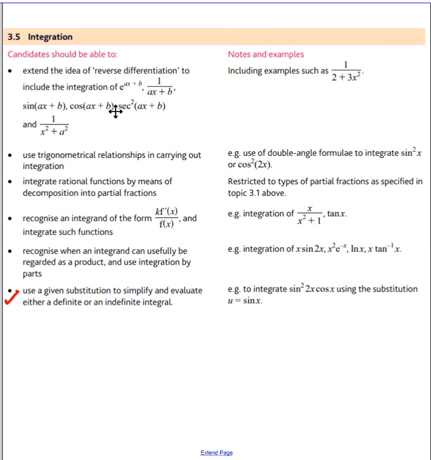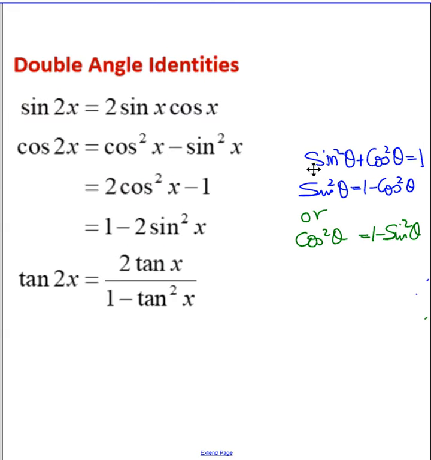Now, according to the syllabus of integration, we have 6 aspects we need to know. In this video, I'm covering the last point, which is use a given substitution to simplify and evaluate either a definite or an indefinite integral. You need to recall here double angle identities, which will be given to you in MF19, which is a formula sheet, in the exam. But the point here is that you should know what to apply, when to apply. So you will need to apply this in the given question.